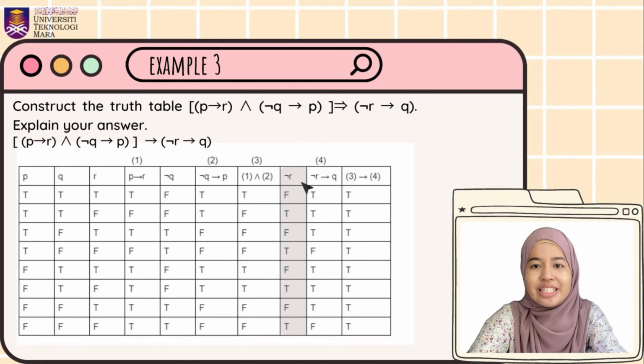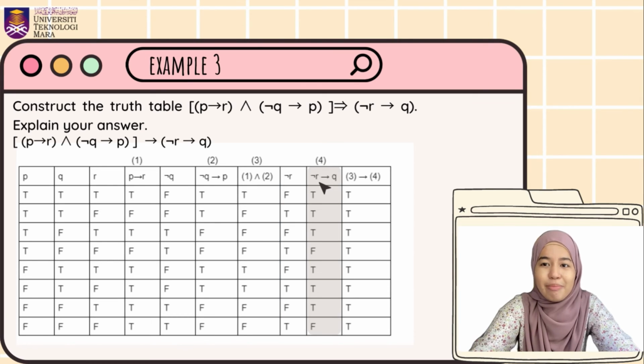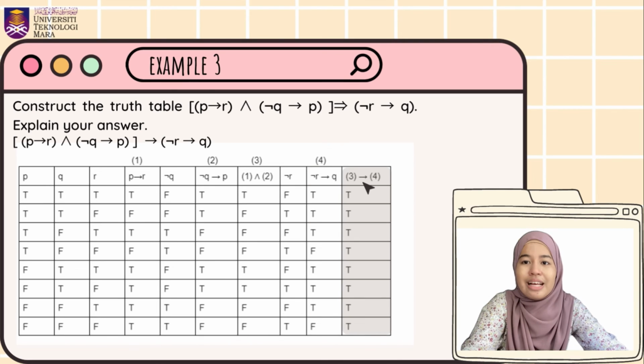The next statement is if not R then Q. We will find the values of not R first by negating the values of R, and we will have FT, FT, FT, FT. For the statement if not R then Q, we will have the values TTT, F, TTT, F and denote it as 4. Lastly, combine statements 3 and 4 by using the implication connective and we will have all the rows true.